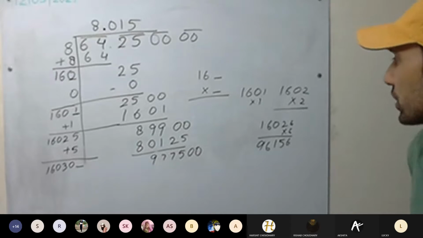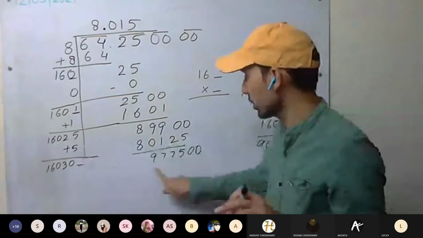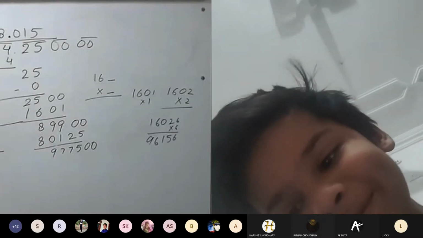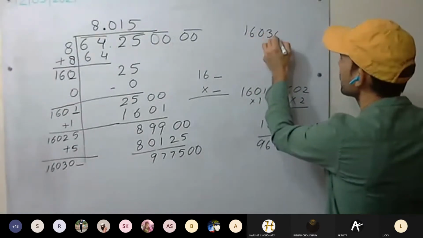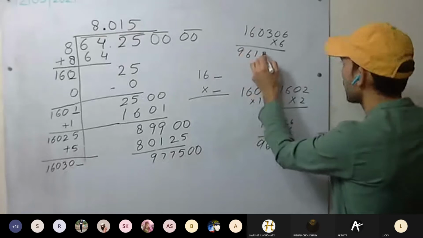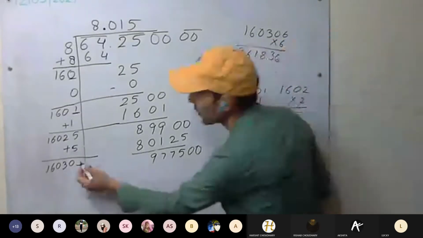How much? 5 or 6? 97, it is around 16 into 6. How much? 96. So check for 6. 1, 6, 0, 3, 0, 6 into 6. Sir, going. Yes, it's going. Check it once. It will go. 9, 6, 1, 8, 3, 6. Yes, it will go. Rest we do not want to do here.